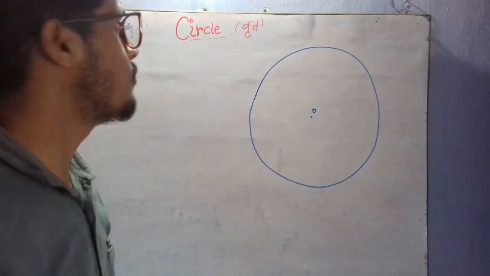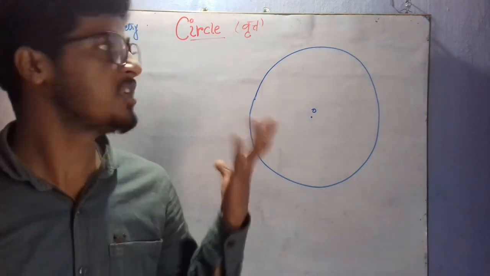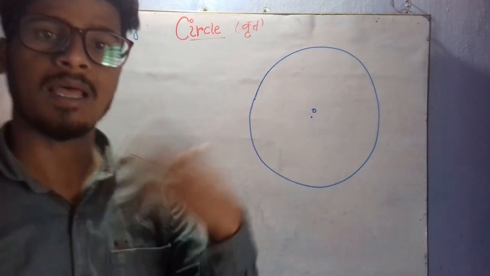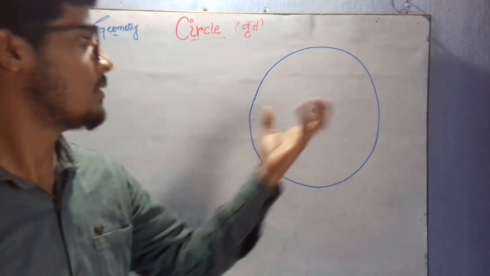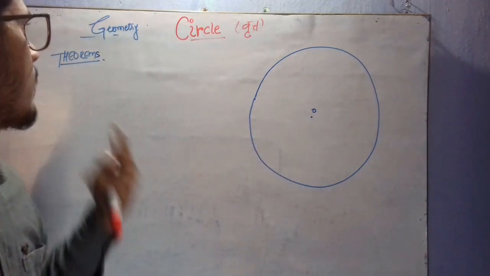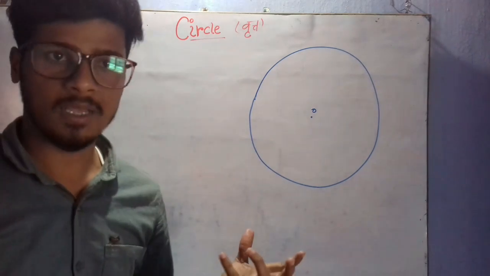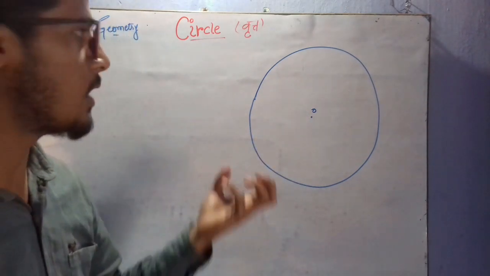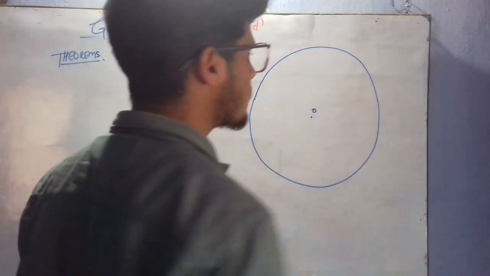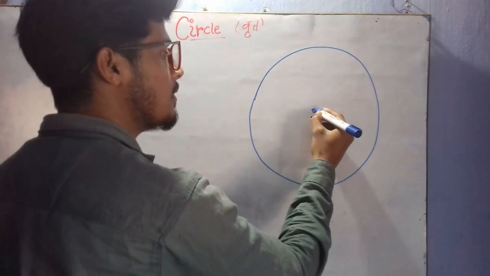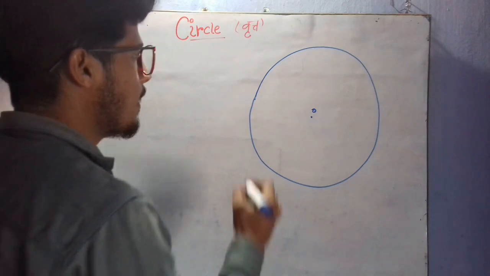So in this video you're gonna learn about the basic properties of circles, because in the last videos I have told you some introductions about circles, and in these sections we are gonna learn about the theorems and we will solve some questions related to those theorems. So let's start. So this is a circle and this is the center, right?